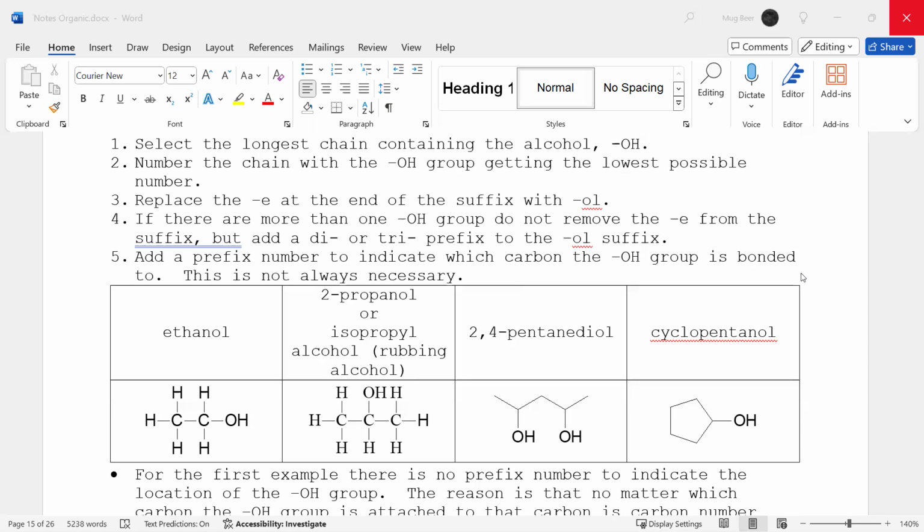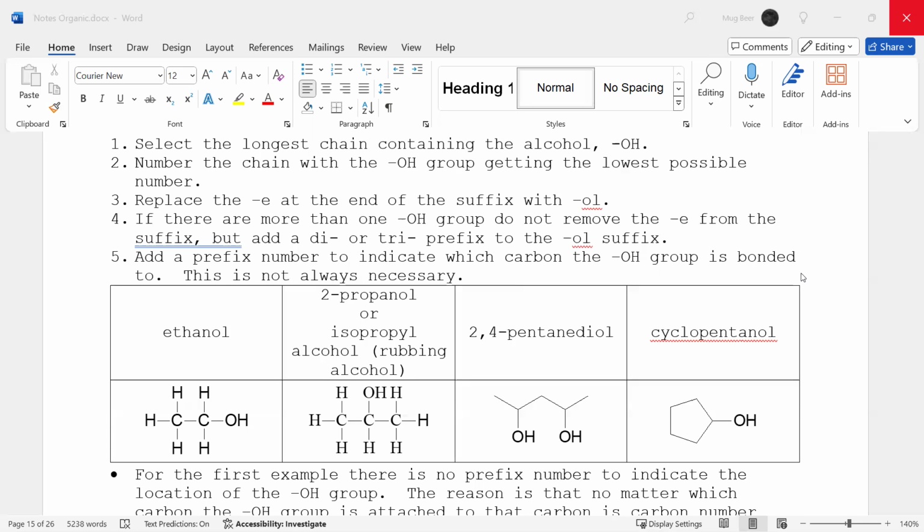So if I'm going to react this and my options for the alcohol are on carbon number 2 or carbon number 1, it's going to go to carbon number 2. It wants to be more to the middle than at the end. But for our purposes, this is just 2-propanol.